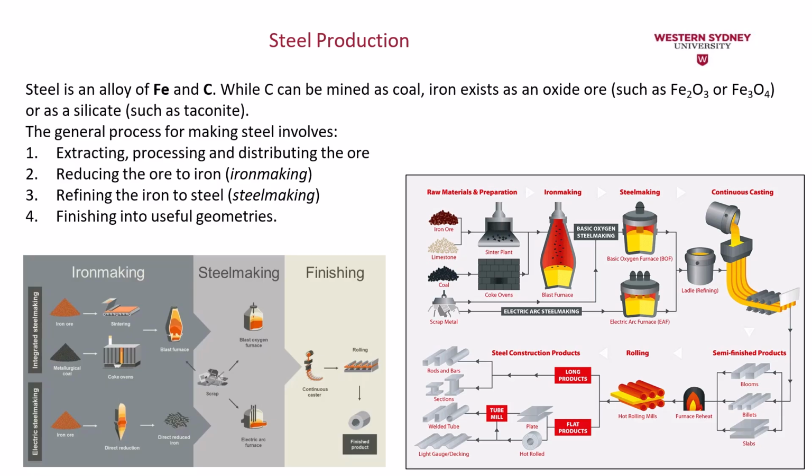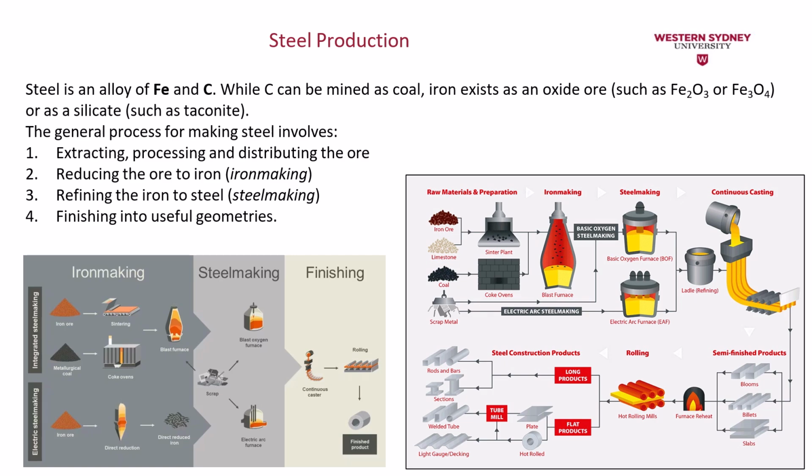Then we're going to have the basic oxygen steel making to make the steel, and then we're going to have different continuous casting processes. Or the same process can be done by using scrap metal, and we can recycle it to make the iron again by refining and then continue with the casting later.